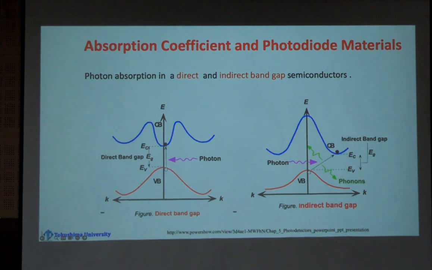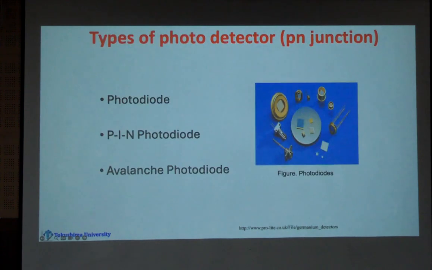There are various types of material that can be used for a photodetector, like a photodiode, PIN photodiode or avalanche photodiode. Different types of photodiodes are available in the market. So you can see some of the photodiodes here.